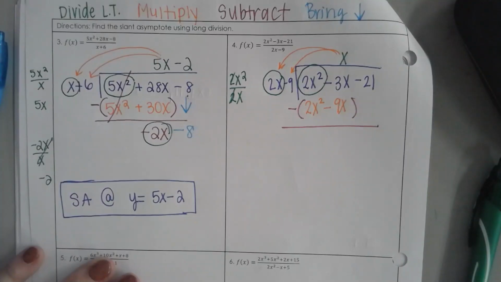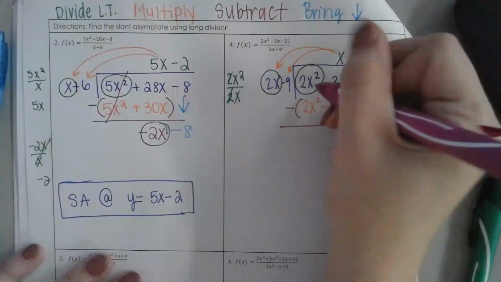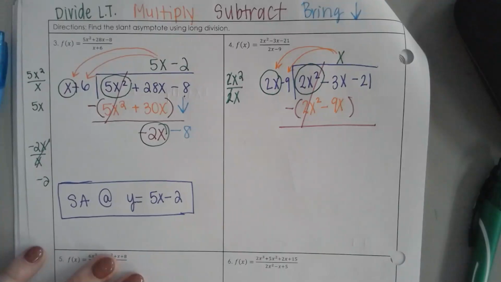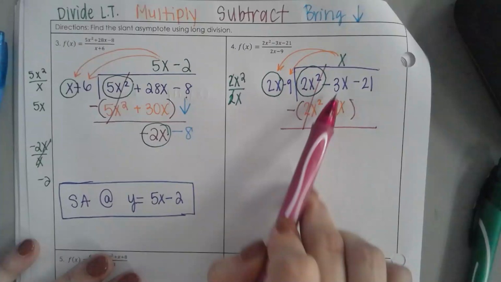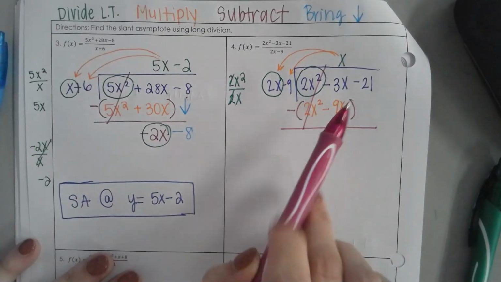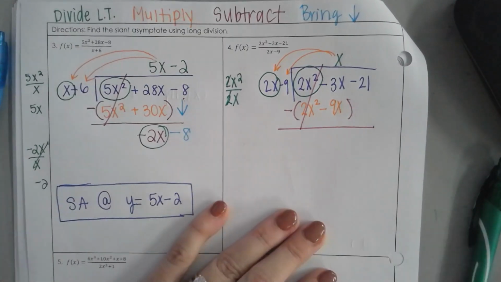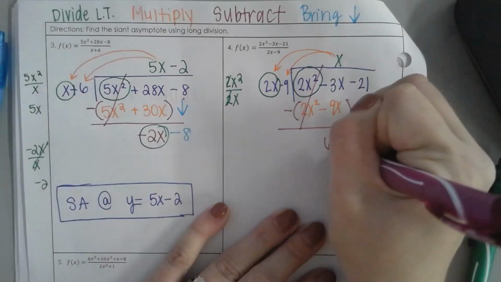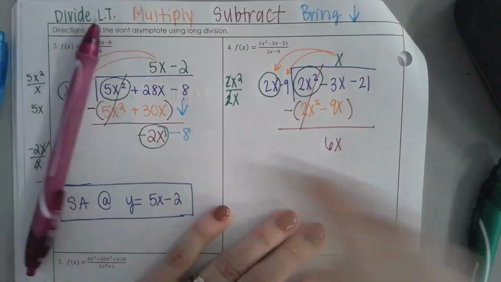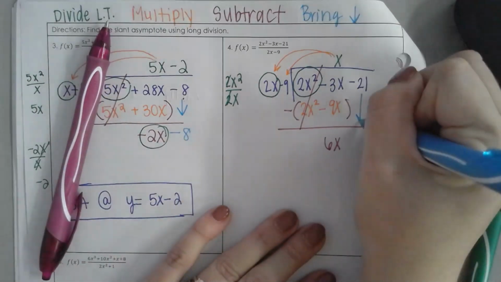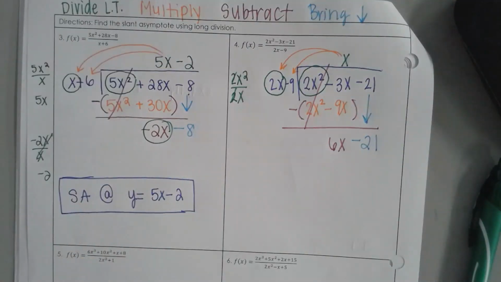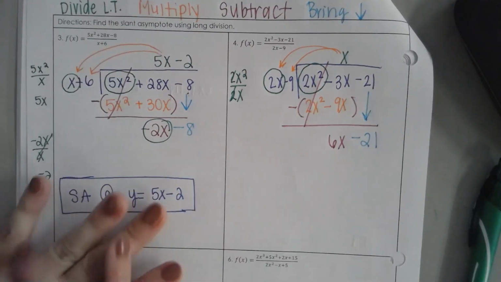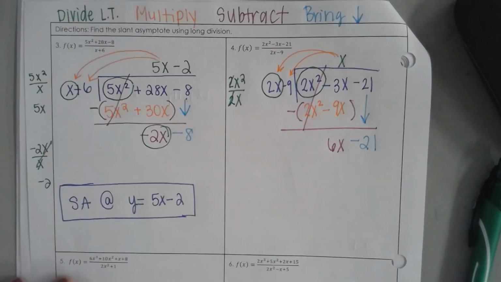2x squared minus 2x squared cancels. Negative 3x minus negative 9x is 6x, positive 6x. Bring down the minus 21, even though we're not actually going to do anything with it because I know I'm going to stop at the next step, but that's what we do.